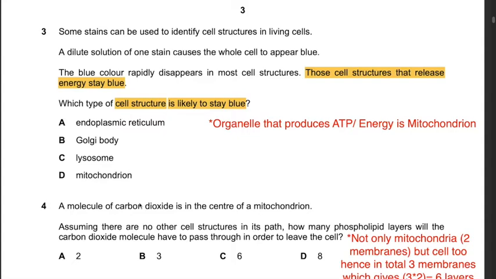Now I have highlighted the key part of this question. Those cell structures that release energy stay blue. And they are asking which cell structure is likely to stay blue. Therefore, they are asking which cell structure is releasing energy. If you go through these options, mitochondria is the only organelle that releases energy or produces ATP. Hence the answer should be D.